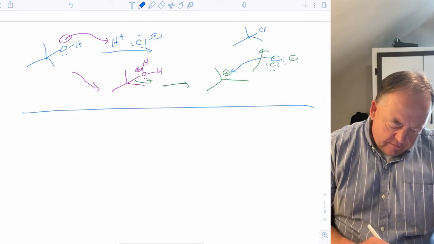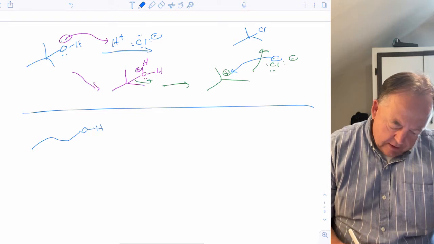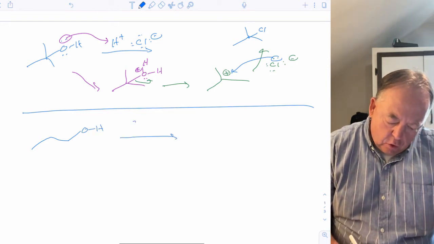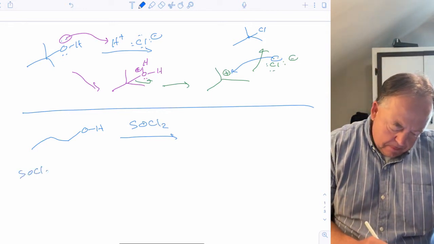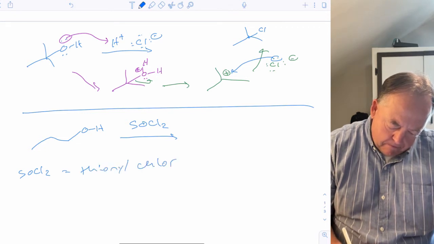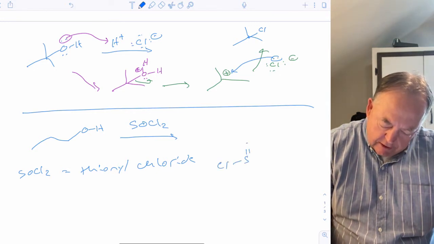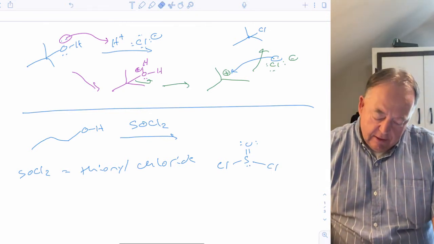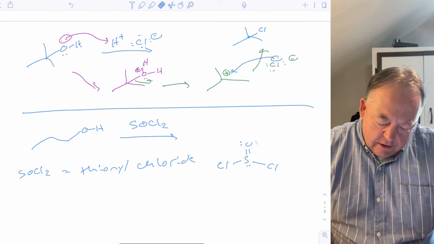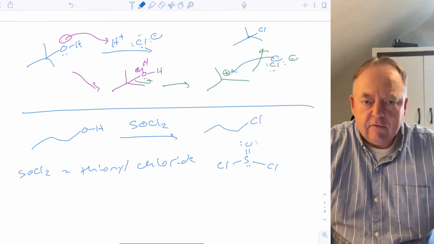Okay, so another way to convert an alcohol to an alkyl chloride is to use this reagent SOCl2. So that's called thionyl chloride. So its Lewis structure looks like that. So anytime you see thionyl chloride in this class, predicting the product is easy. It's just going to convert OH to chlorine.